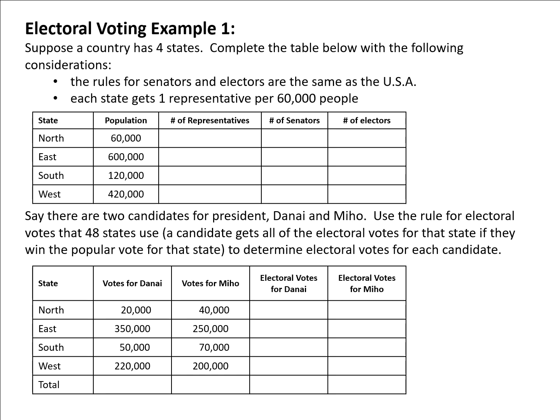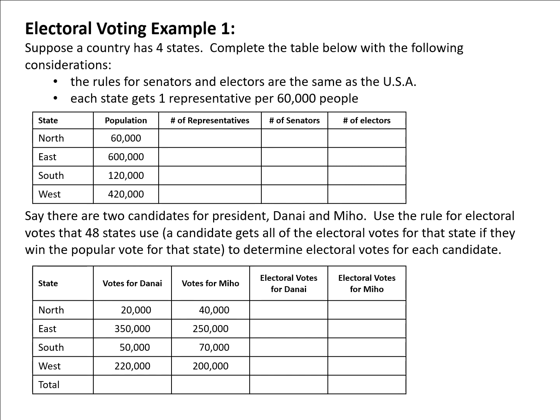So let's look at a couple of examples of how this electoral voting process works, not only in terms of how many votes in the Electoral College states get, but also how those votes get counted when it comes to electing the president. So let's keep this simpler.